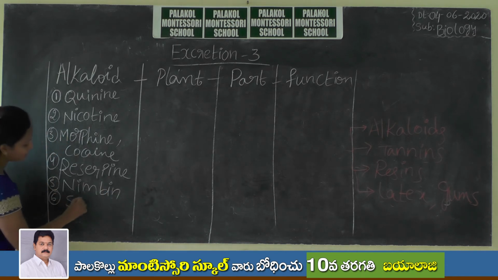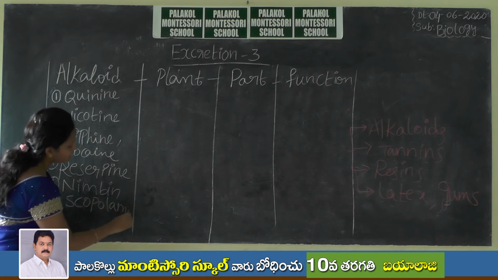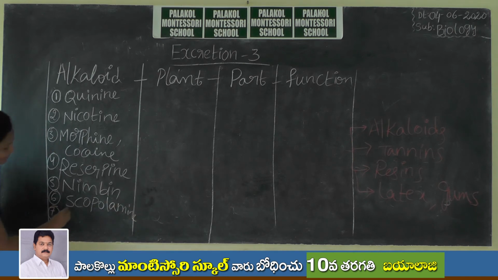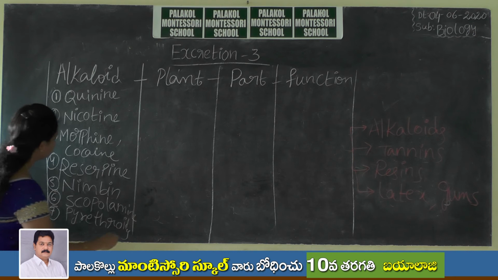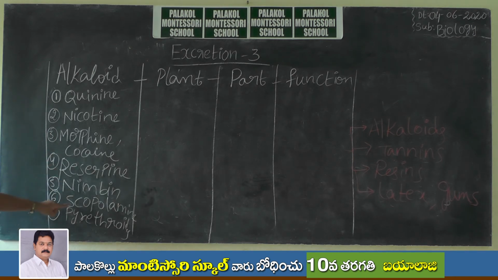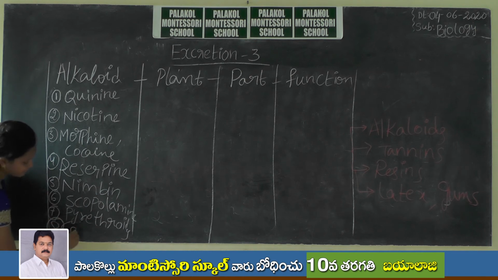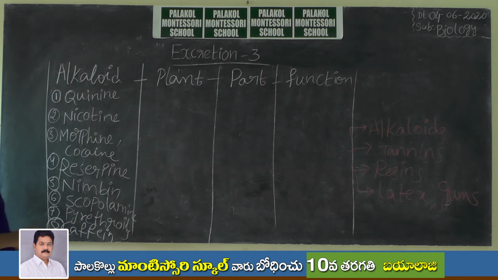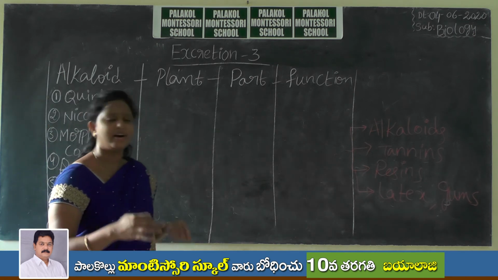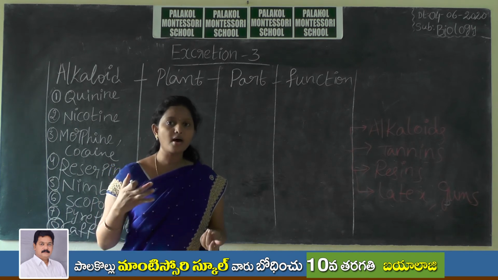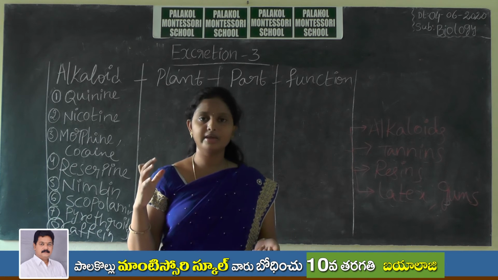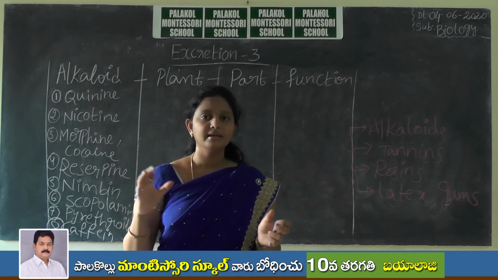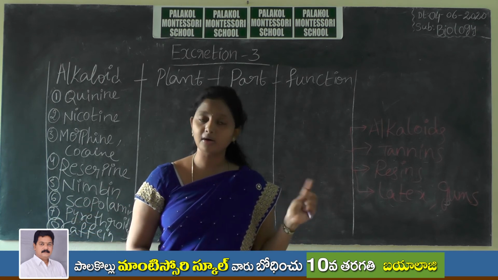Sixth one, scopolamine. Seventh one is pyrethroids. Okay. Reserpine, nimbin, scopolamine, pyrethroids and caffeine. Quinine is an alkaloid. What is the function of alkaloid? It can cause some unconsciousness, that means a drowsy nature. It can cause unconsciousness to any of the organisms. That's why these are called alkaloids.